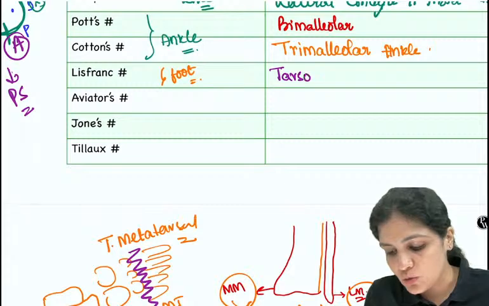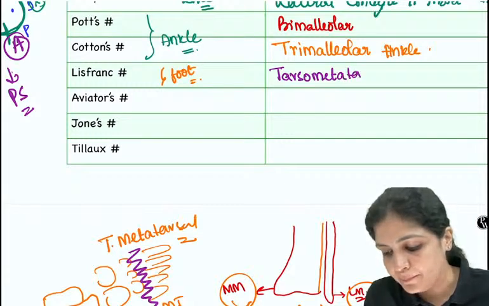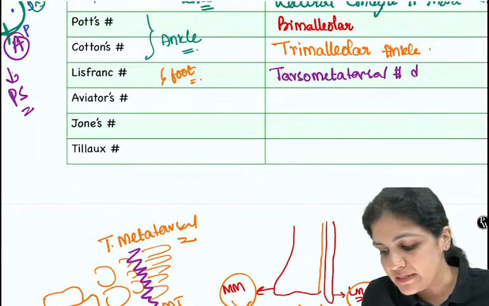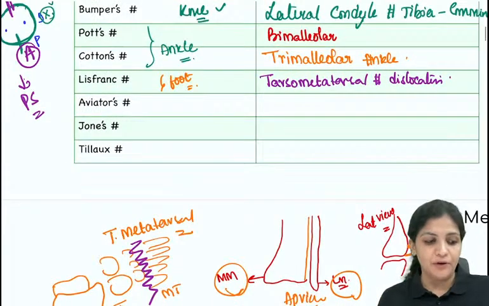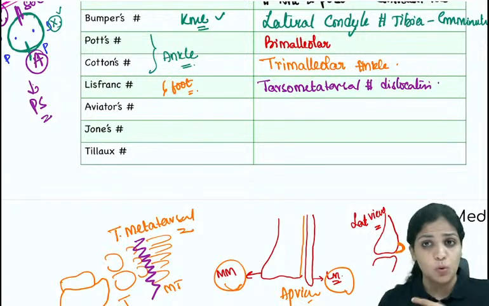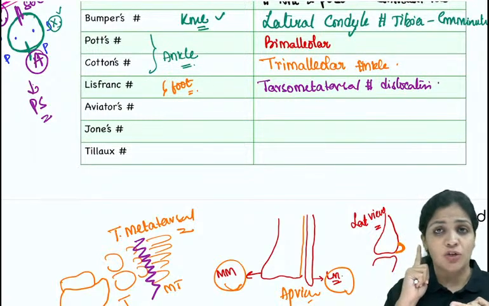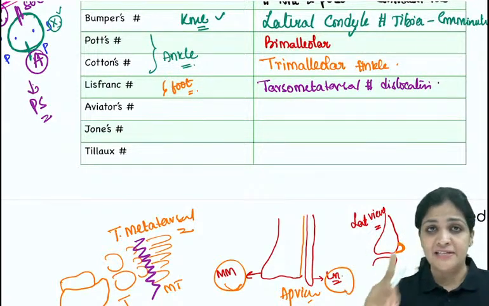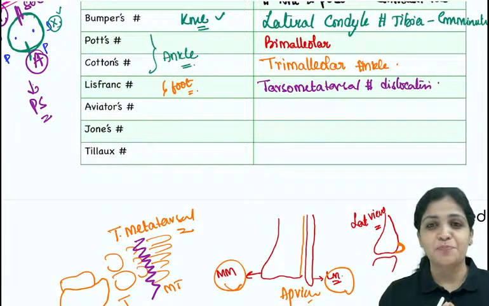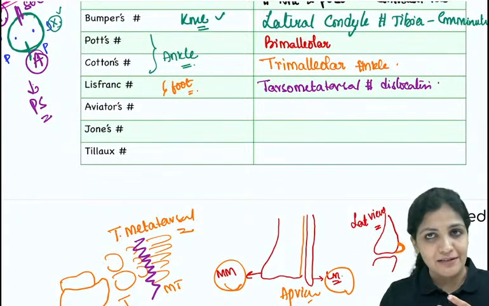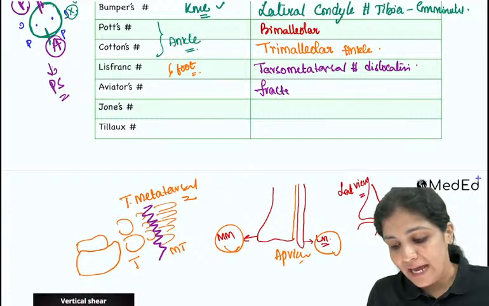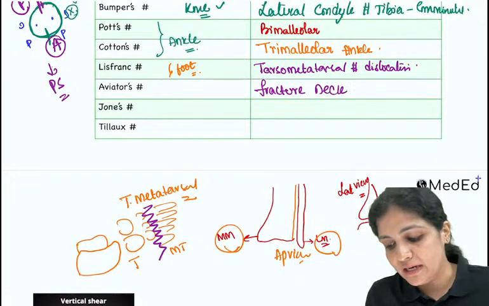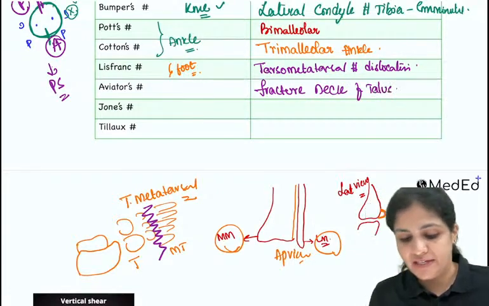That is, tarso-metatarsal fracture dislocation is your Lisfranc fracture, right? Very, very important. These are all just like one-liners. You can easily score the marks here. So if they ask you, bimalleolar fracture is Pott's, trimalleolar is Cotton's, and then tarso-metatarsal fracture dislocation is Lisfranc's fracture, right? Then what is Aviator's? Aviator's is fracture of the neck of the talus. So fracture neck of talus is your Aviator's fracture.